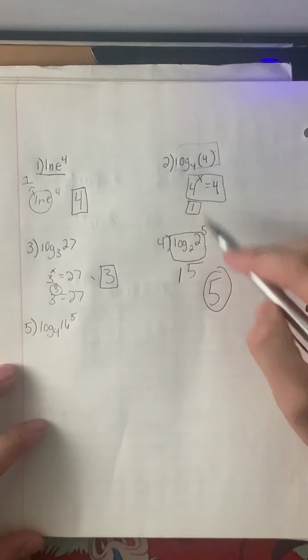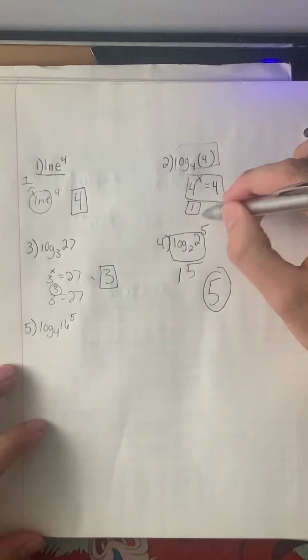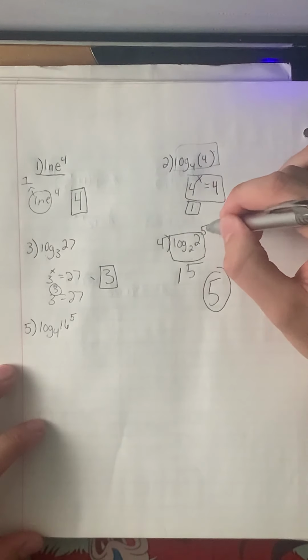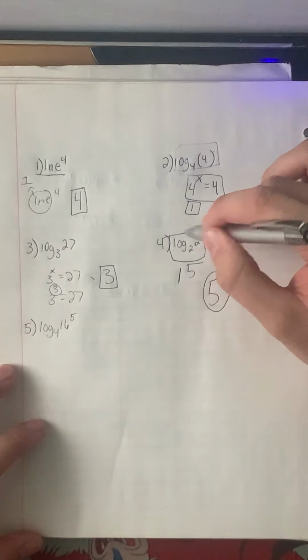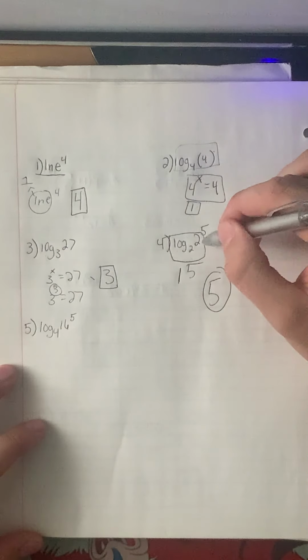Same idea with this one, just this one being 1, it's basically what we have here, except we have another exponent. So this whole base right here is 1, and then we just have the 5 remaining.